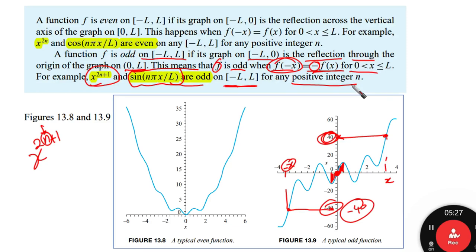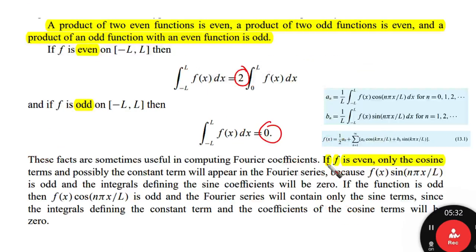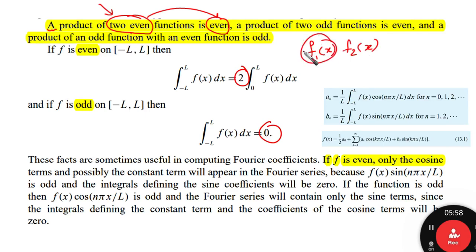Now we understand the meaning of an even function and the meaning of an odd function. Now let's give some additional information regarding odd and even. Whenever we have a product of two even functions, it is going to give us an even function. For example, if we have f1 of x times f2 of x, and this one is even and this one is even, then the product is going to be another function of x. It must be even. This is like a rule.